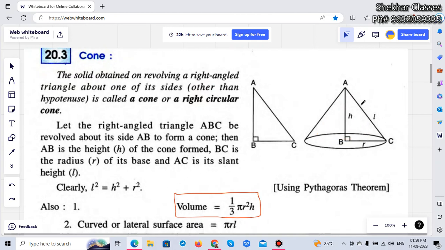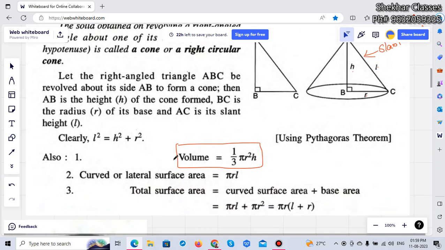How to find the curved part? To find the curved part, we need to find this slant height. We call this the height at 90 degrees. This is the radius, and this is called the slant height. How to find it out? Use the Pythagoras theorem. So L square is equal to r square plus h square. So L will be equal to under root of h square plus r square. As simple as that. And this, we got L.